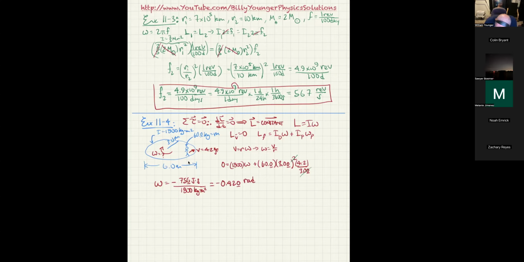0.420 radians per second is the final velocity of the disk, the rotational velocity, anyways. If you wanted to know the velocity of the edge of the merry-go-round, then you just multiply that 0.42 times 3 meters, and you'd get 1.26. So 1.26 meters per second would be the velocity at the end point. Anybody have any questions on that one?